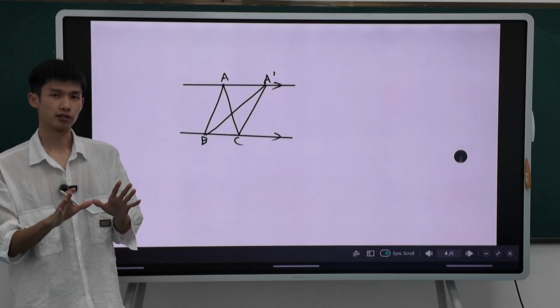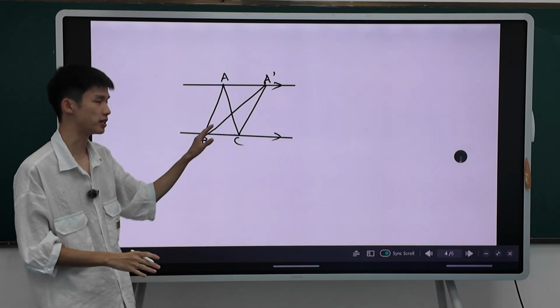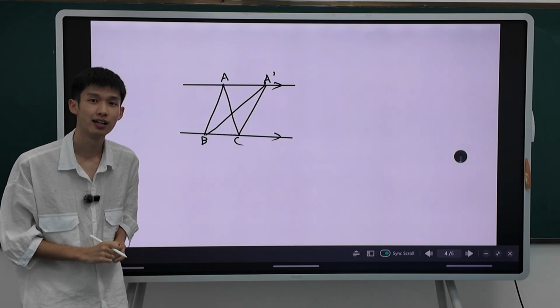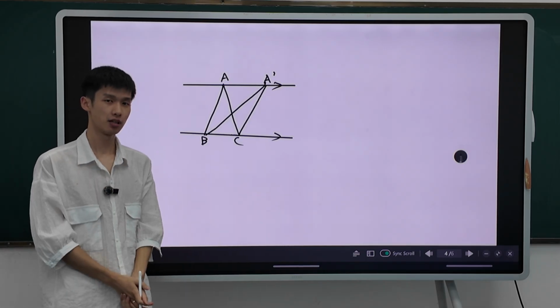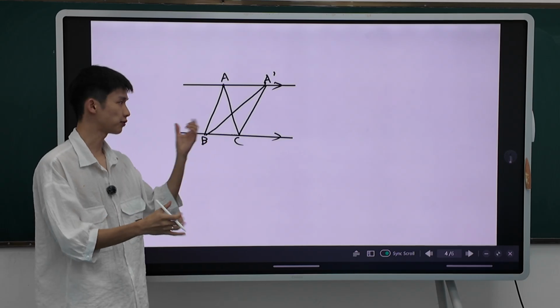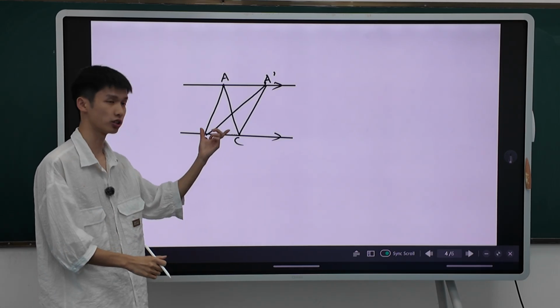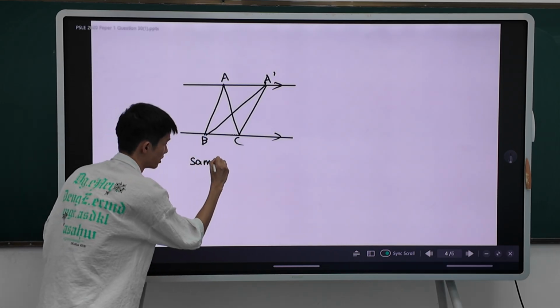Now let me ask you a question. For triangle ABC and triangle A dash BC, what is the relation of the areas? The areas are actually the same. But why is it the same? The base of these two triangles is which base? They both have BC, so the base is the same. So same base.